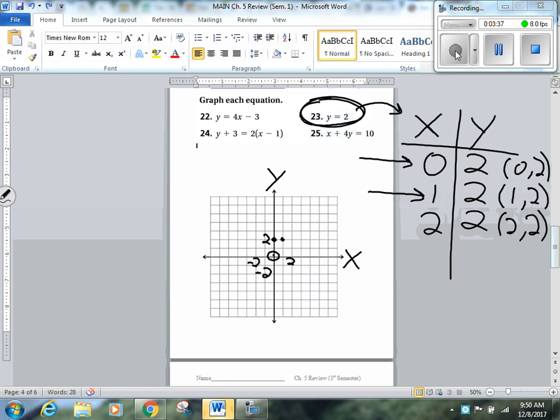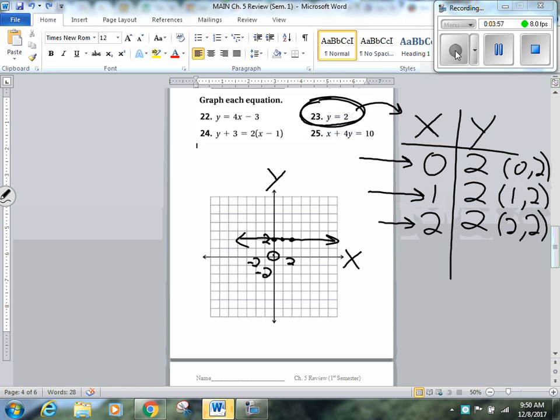Plotted at 2. And my last point, 2, 2. Go over to 2 on the x-axis and go up to 2 on the y. Now I have 3 dots on my graph. I can go ahead and graph all those points together. And that would be my graph.